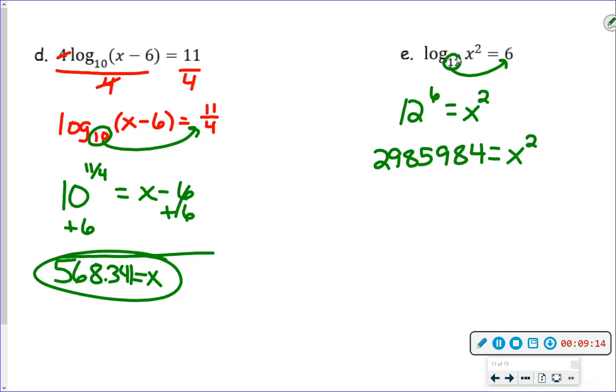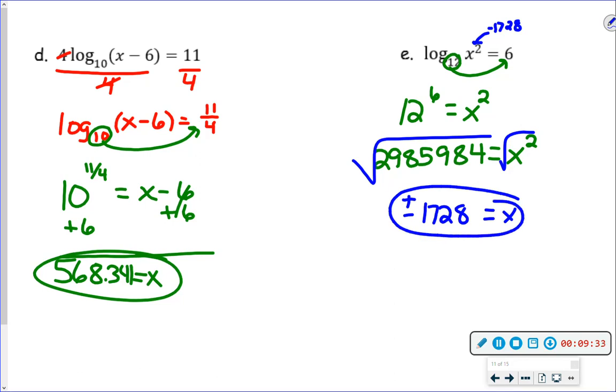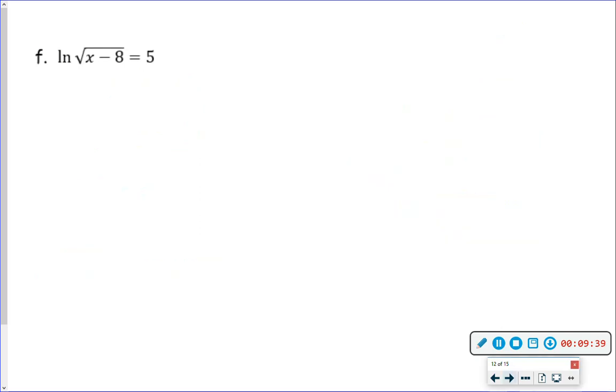And to get x by itself, now I'm going to hit the square root. So that comes up to 1728. Now I am going to use plus or minus this time. I can use the negative because if I put negative 1728 in there and square it, it will turn out to be a positive argument. So it will work out for us. We will not have a log of a negative number. I did double check that.